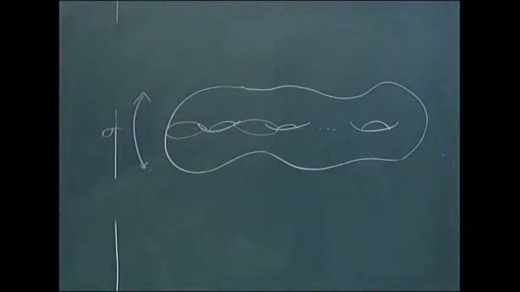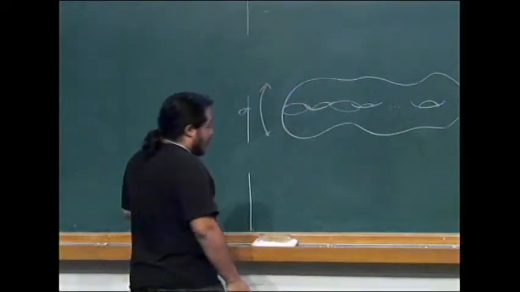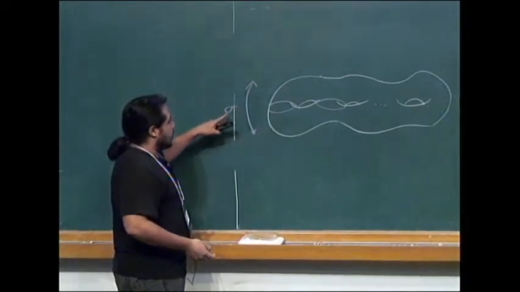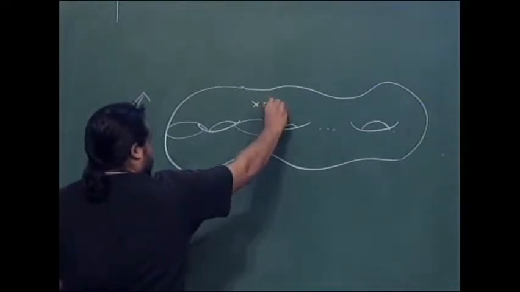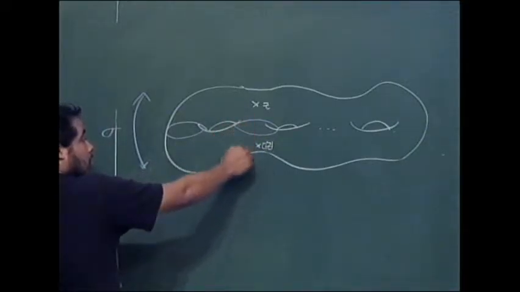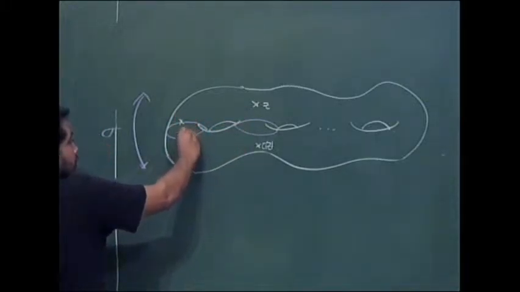And then the second piece of information is a real linear series of degree D and rank R defined on this curve. This is an algebraic line bundle, but induced by a divisor. Since I have this involution, I can make sense of what is a sigma-stable divisor, or a divisor fixed by sigma. It has some pairs of conjugated points with the same multiplicity, and some points on the fixed part.